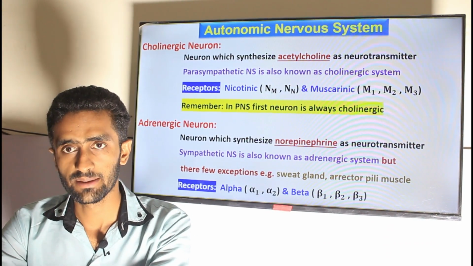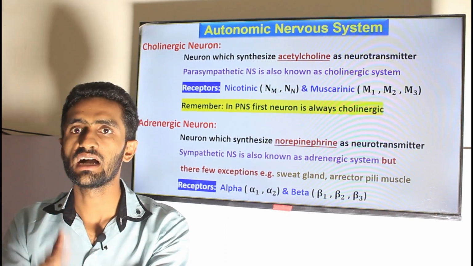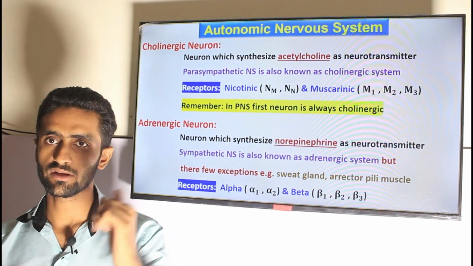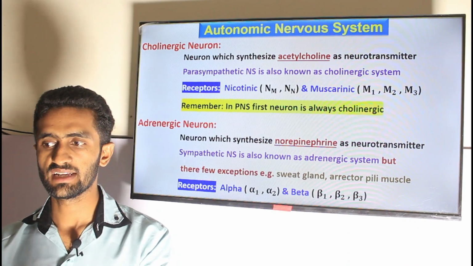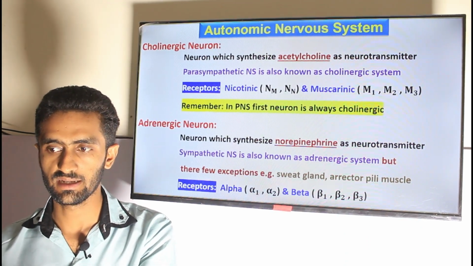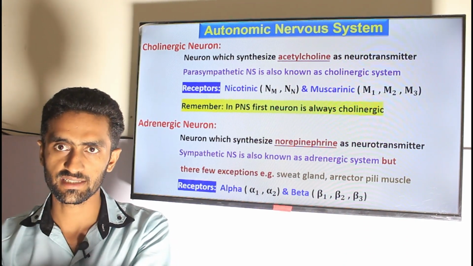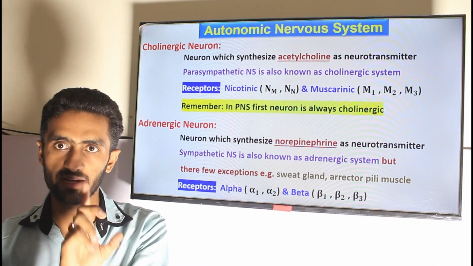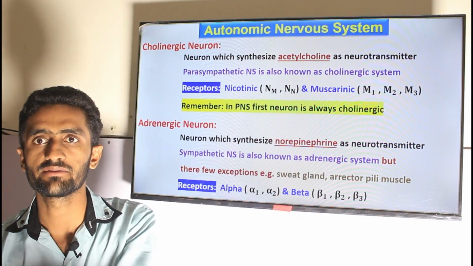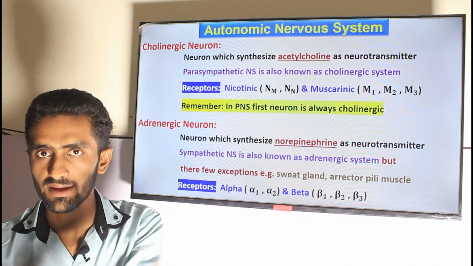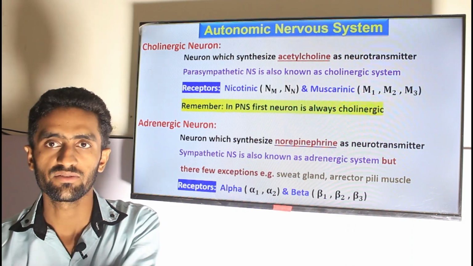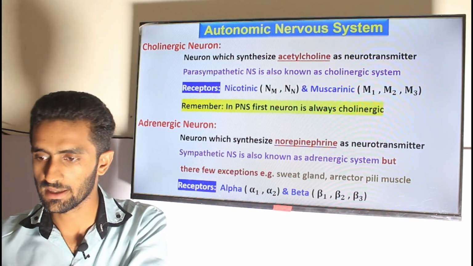Okay, receptors for the adrenergic are alpha and beta. Just remember, for the cholinergic system, the receptors are nicotinic and muscarinic. Acetylcholine binds with either the nicotinic receptor or the muscarinic, while norepinephrine binds with the alpha and beta type receptors.